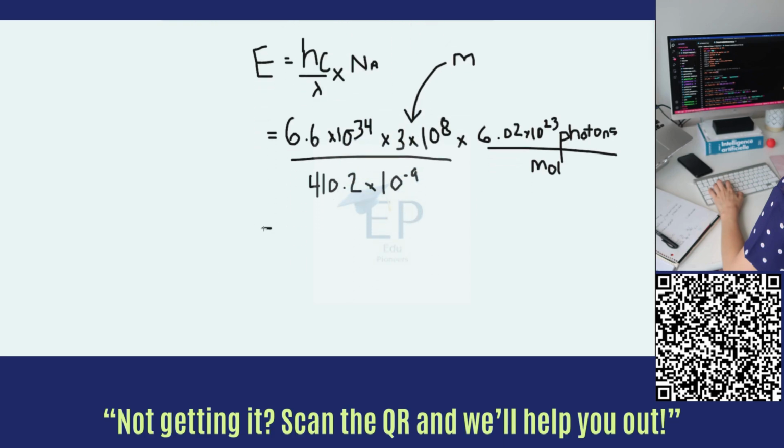So if we go ahead and solve for that, we are going to get 292 kilojoules per mole.